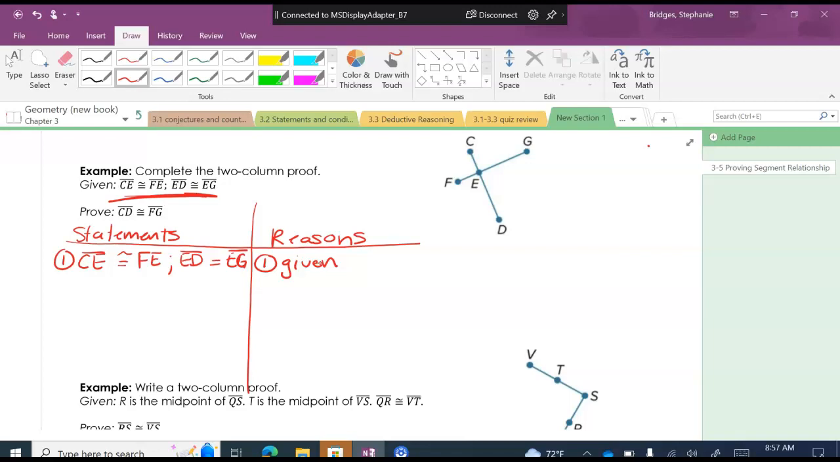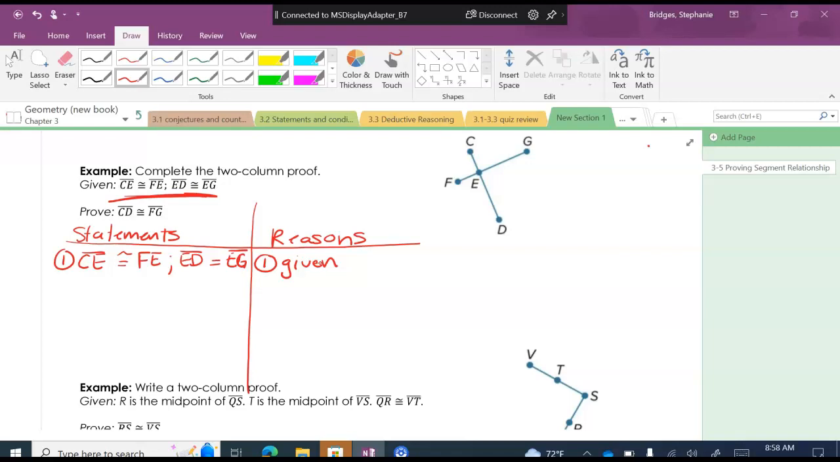And look at what we're trying to prove. What are we trying to prove? What does it say? Prove says what? Segment. That's why I'm saying everybody needs to be paying attention. What does it tell me I'm trying to prove? Segment CD is congruent to segment FG. So far, so good. Okay.